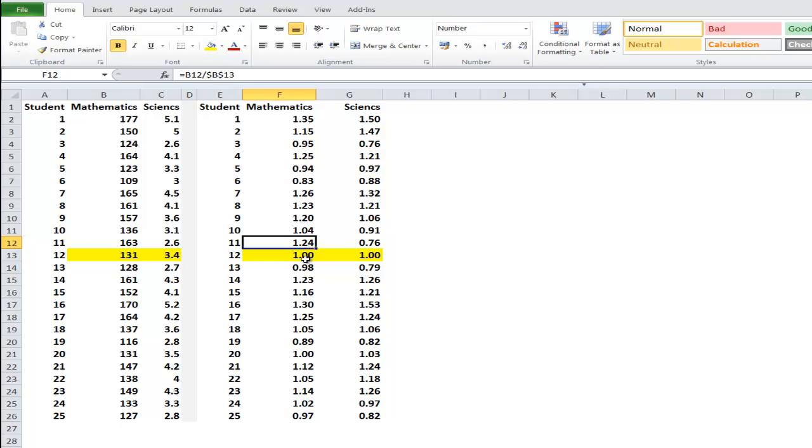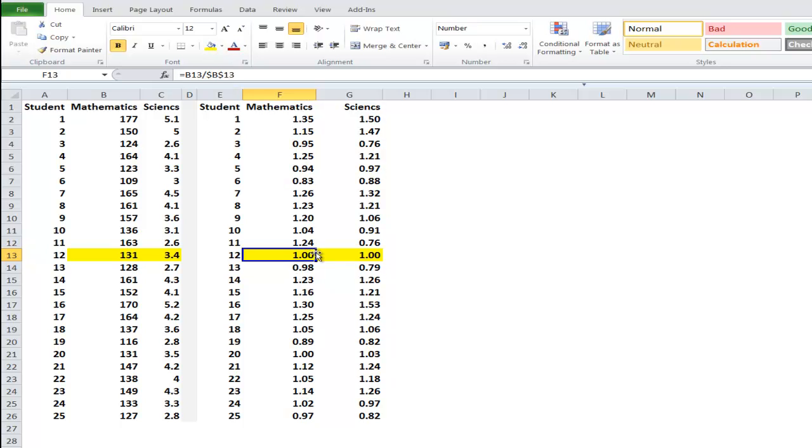So what I did was I did that, and then I just dragged it up and dragged it down, and this is my new set of results from mathematics. It's based on this one. I've picked 13 to be my base number and worked out the index based on that. So I've got an index column of results for mathematics.